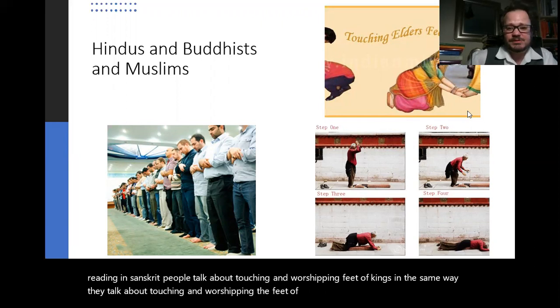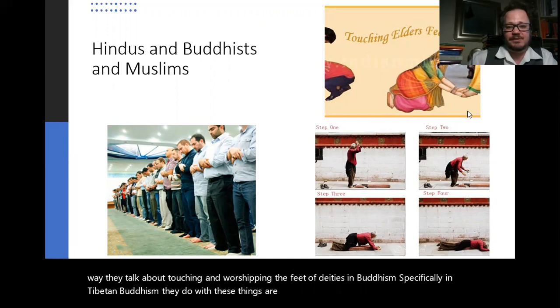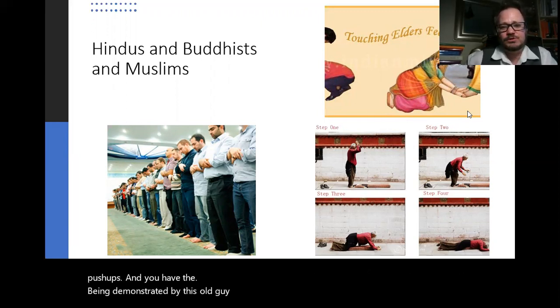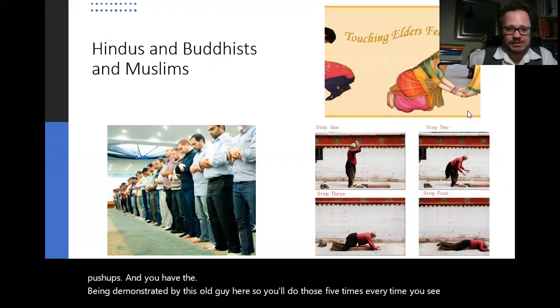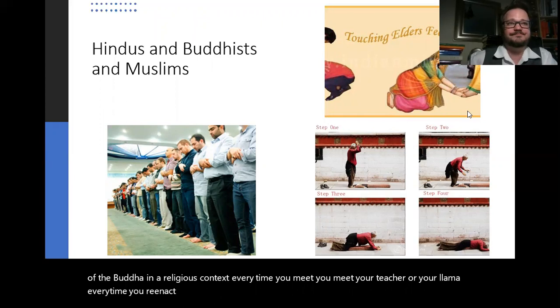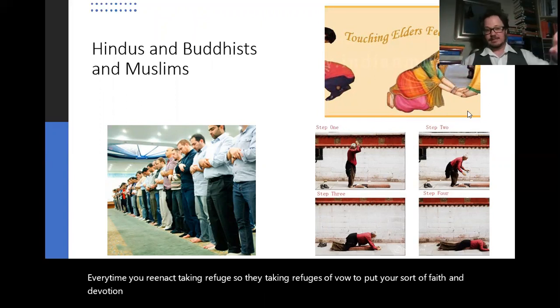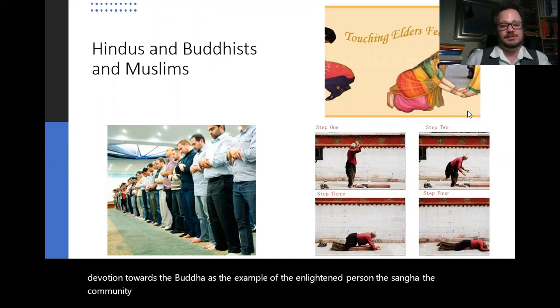In Buddhism, specifically in Tibetan Buddhism, they do what are called prostrations or Tibetan push-ups, and you have them being demonstrated by this old guy here. So you'll do those 5 times every time you see an image of the Buddha in a religious context, every time you meet your teacher or your lama, every time you reenact taking refuge. So taking refuge is a vow to put your faith and devotion towards the Buddha as the example of the enlightened person, the Sangha, the community of monks, and the Dharma, the teachings of the Buddha.